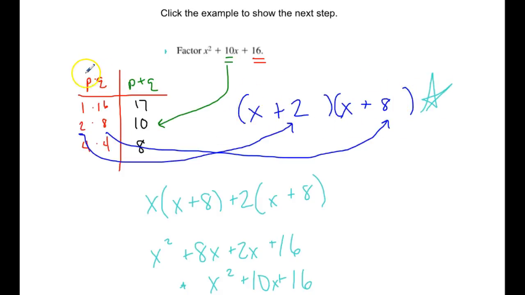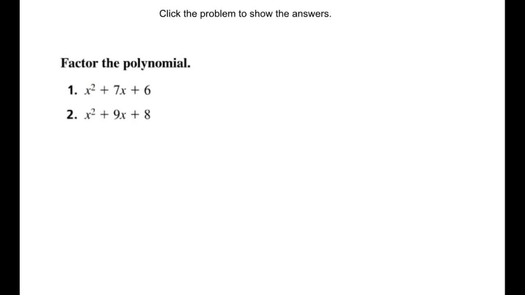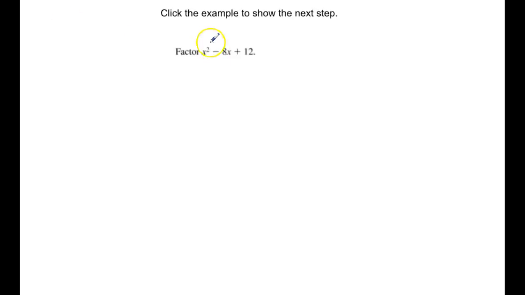And all I did was figure out the factor pairs of my constant term, and then I add them together and see which set adds to the middle term. That's really all we're going to be doing here. It doesn't matter positives, negatives, any of that. It'll work the same. So let's look at a different example.